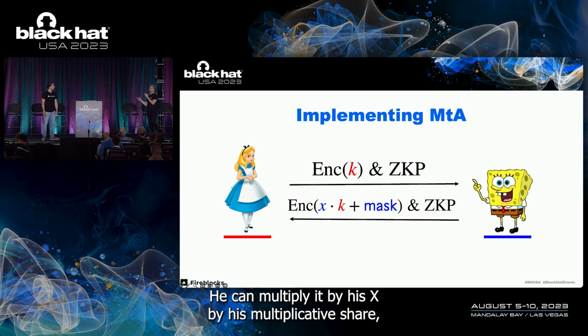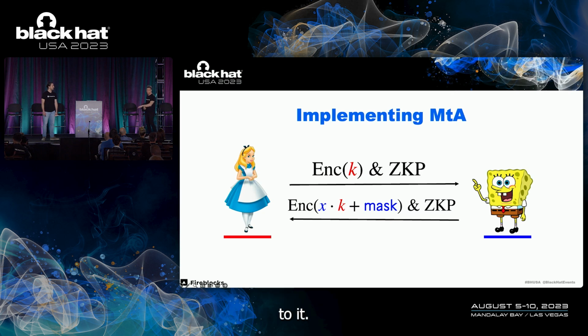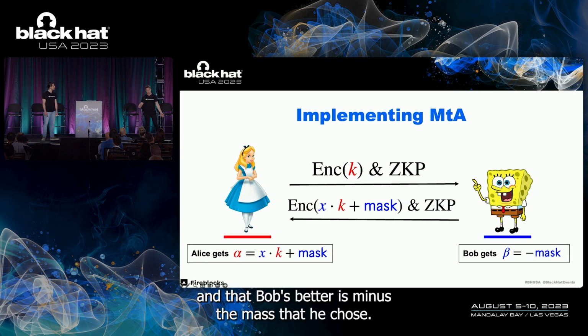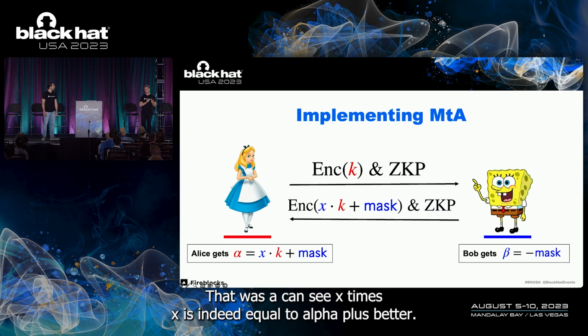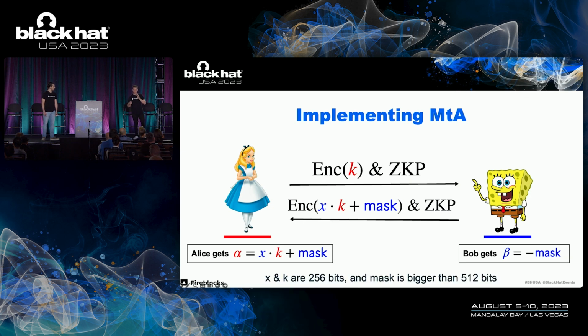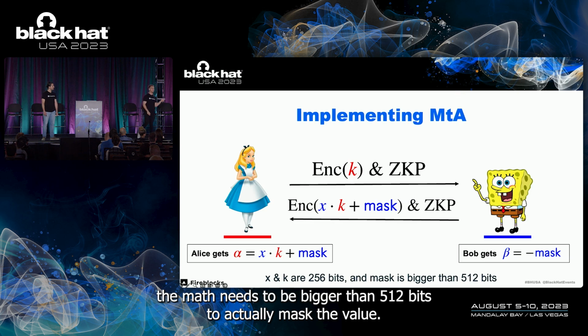He can multiply it by his x, by his multiplicative share, and to make sure that he's not leaking anything about his x, he adds a mask to it. Now, Alice decrypts this value, and that's her alpha, and Bob's beta is minus the mask that he chose. Now, as you can see, k times x is indeed equal to alpha plus beta. There's one very important thing about this. If k and x are 256 bits, as they are in ECDSA signatures, the mask needs to be bigger than 512 bits to actually mask the value.